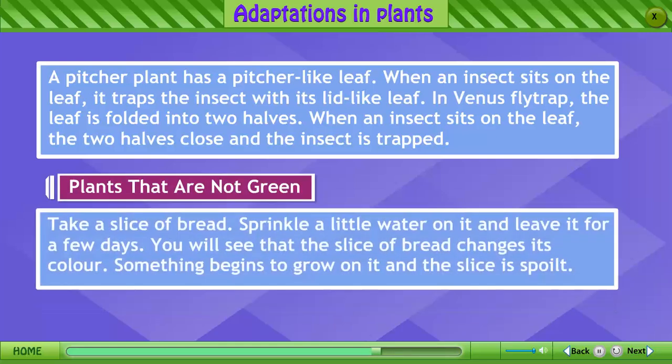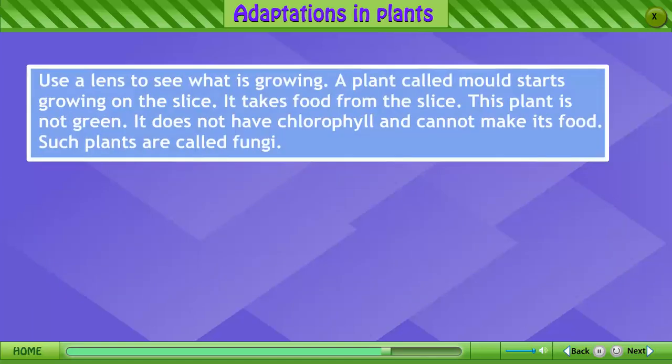Plants that are not green. Take a slice of bread, sprinkle a little water on it and leave it for a few days. You will see that the slice of bread changes its color. Something begins to grow on it and the slice is spoiled. Use a lens to see what is growing. A plant called mold starts growing on the slice.